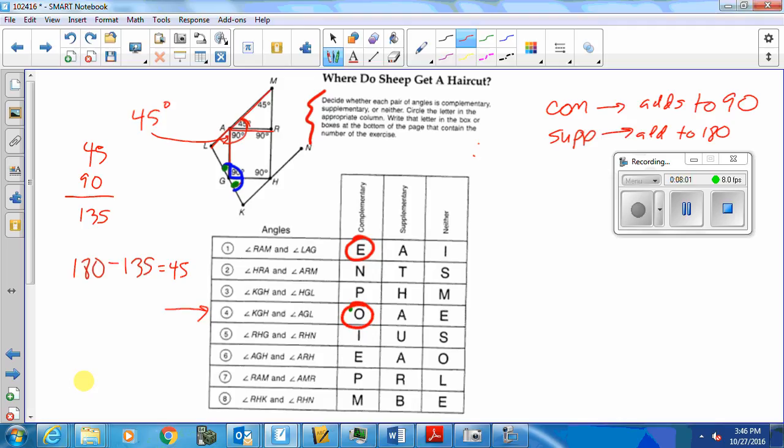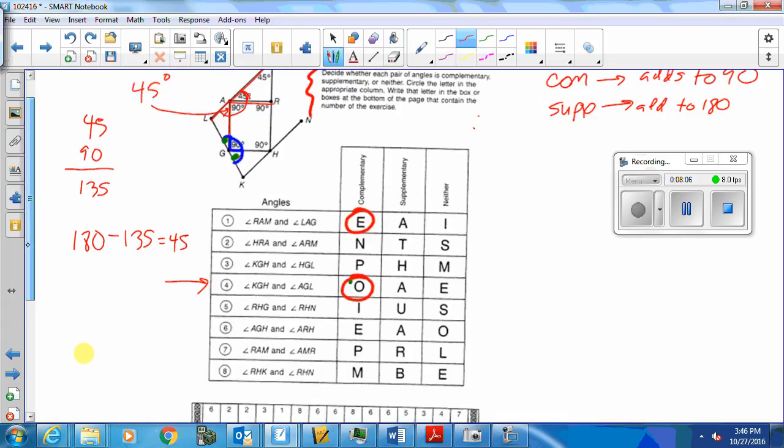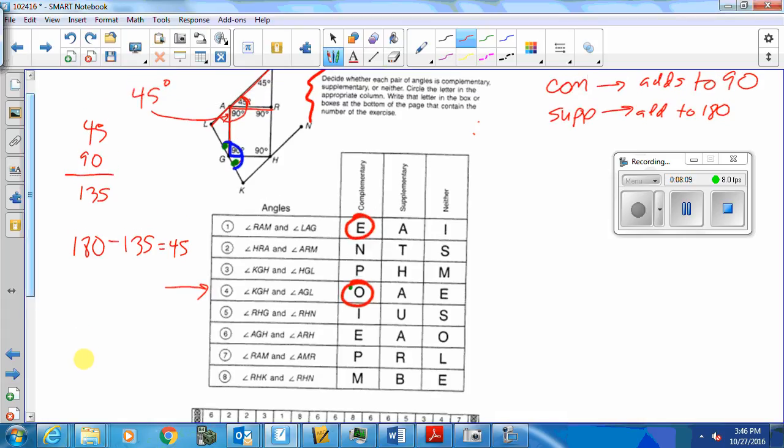All right, let's do one more. What about AGH? AGH is this one, that's 90. And ARH, okay, so that's 90 also. So 90 and 90 makes what? Supplementary. So that means that is A, right?